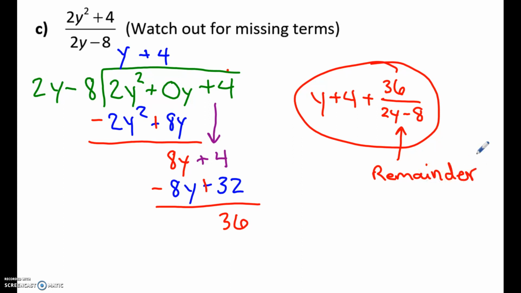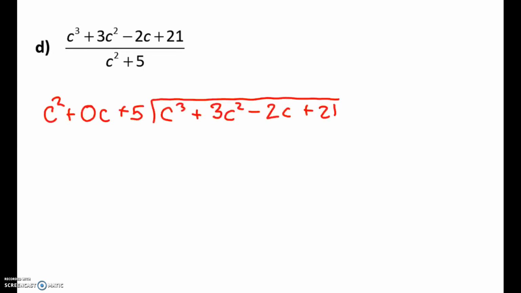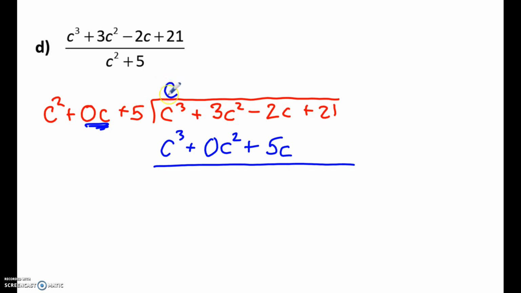All right, let's look at the next problem. Here, we're going to set it up, and this time we had a missing term in our divisor, so I had to put in the 0c. Now, in order to get c squared to look like c cubed, I have to put a c here. Then we multiply this by everything in the next. So I go through and I multiply, and remember, c times 0c is 0c squared.